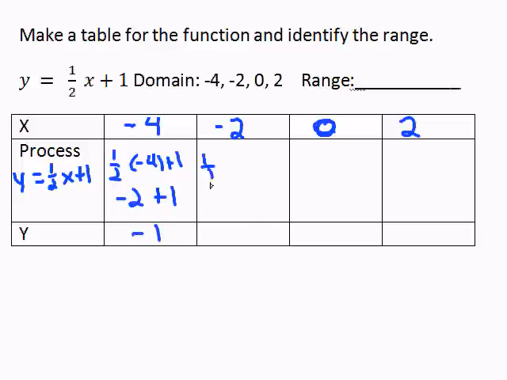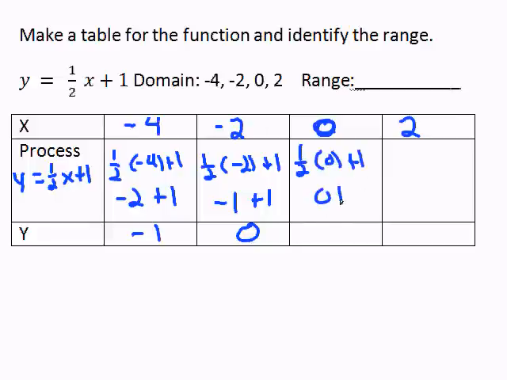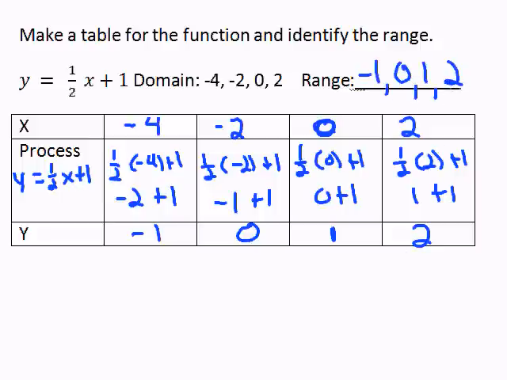Next example, 1/2 of negative 2 plus 1. 1/2 of negative 2 is negative 1 plus 1 is 0. And our third one, 1/2 of 0 plus 1. 1/2 of 0 is 0 plus 1 is 1. You could see the pattern at this point, or you can go ahead and fill it out. Notice we're going up by 1 every single time. If x is 2, y is 1/2 of 2 plus 1. 1/2 of 2 is 1, plus 1 is 2. So our range is -1, 0, 1, and 2.